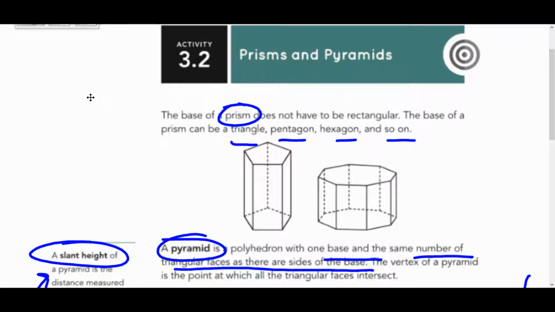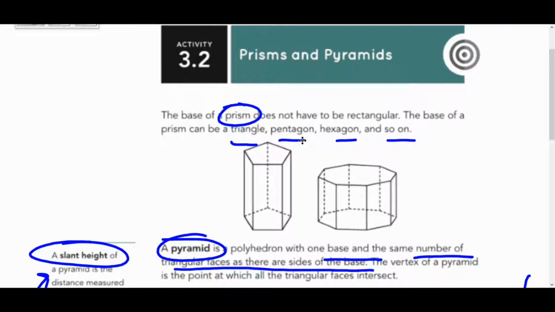All right, welcome. This video covers more about surface area, still looking at nets, but in particular we're looking at prisms and pyramids. Yesterday we looked at rectangular prisms or cubes, but today we're looking at prisms and pyramids.